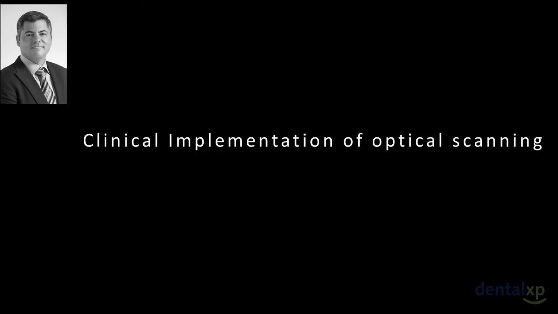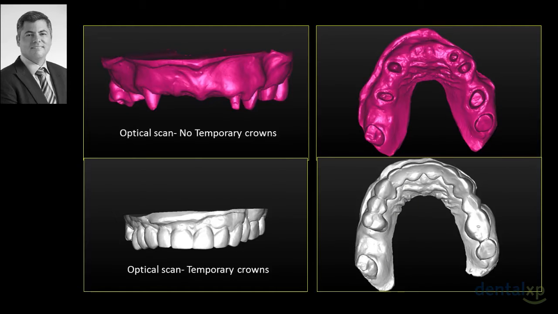We have been playing with optical scans for the last 4 or 5 years, and we have been able to develop some protocols to implement this technology in our everyday implant dentistry. As you see over here, we have two different sets of models. The pink model is the optical scan of a patient without temporary crowns. You can see the crown preps and you can see the edentulous spaces. The white model is an optical scan of the same patient wearing his temporary crowns.